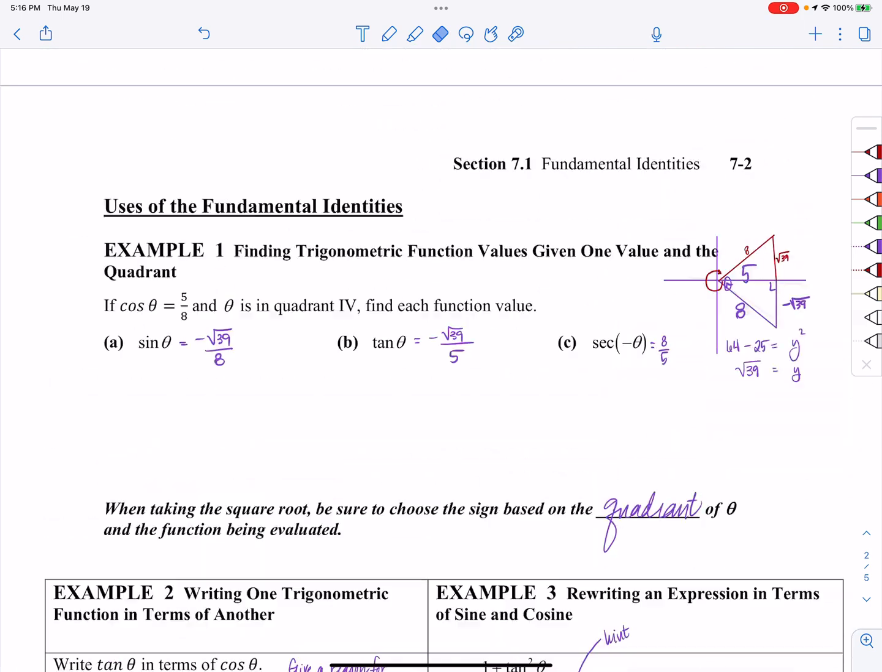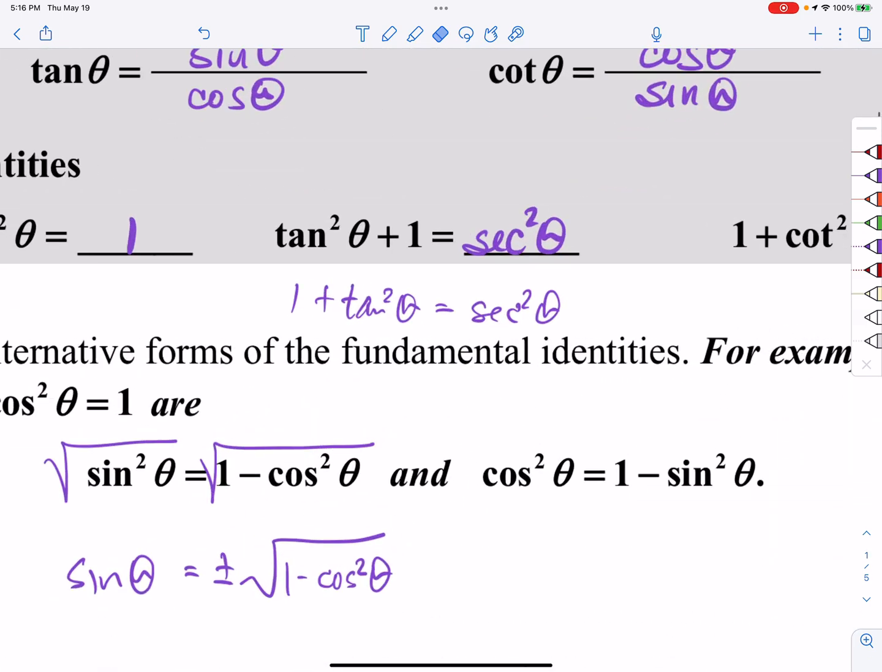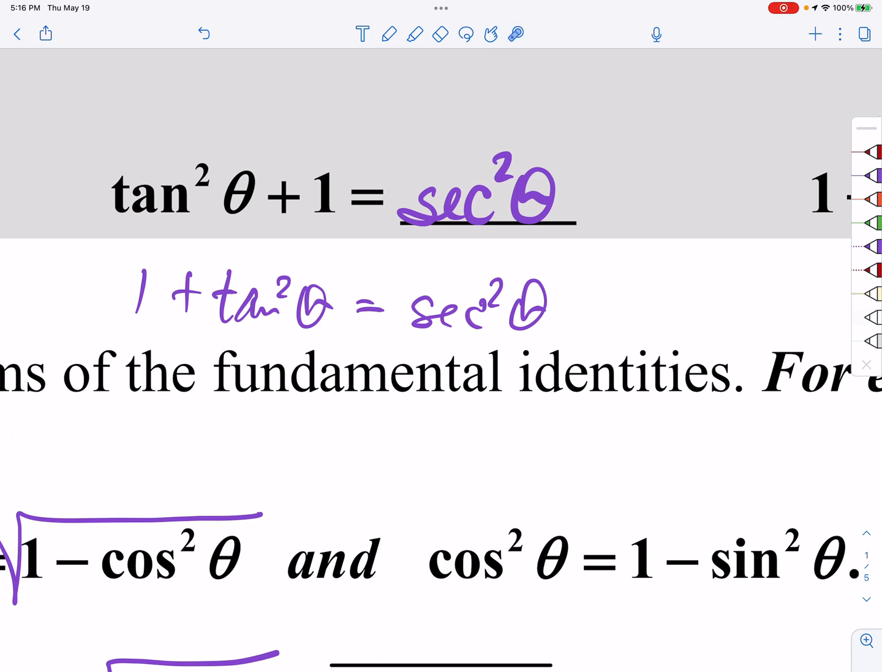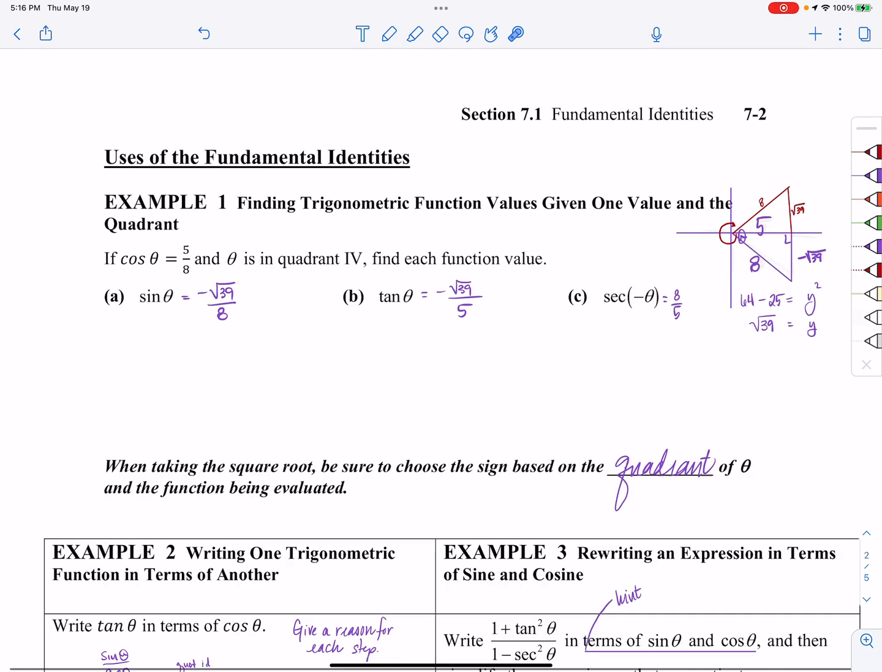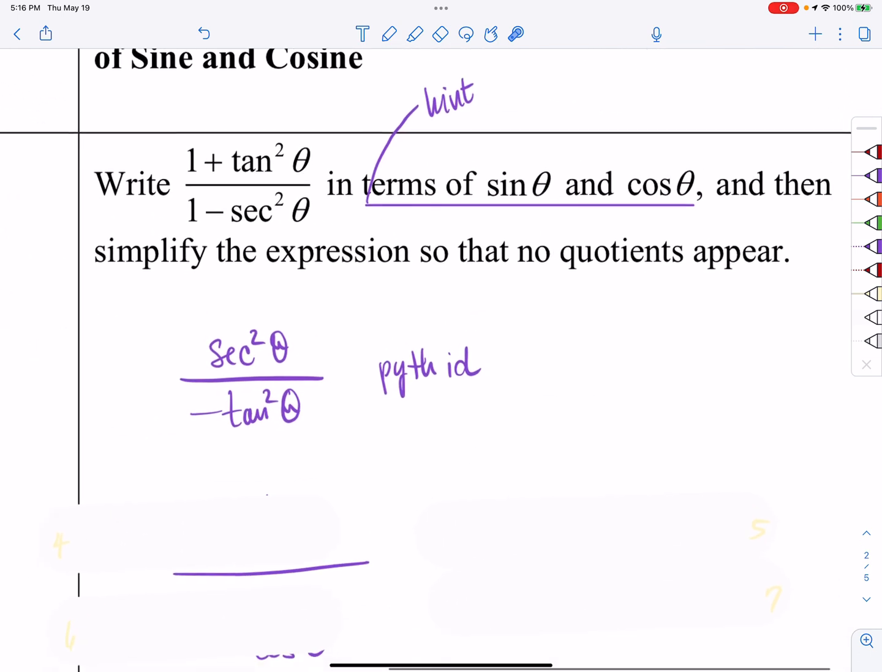If you go back up to your Pythagorean identities up here, if I took secant squared over to this side so that it was 1 minus secant squared, I would take my tangent squared to this side, making it a negative tangent squared. So it's just a rearranged Pythagorean identity.